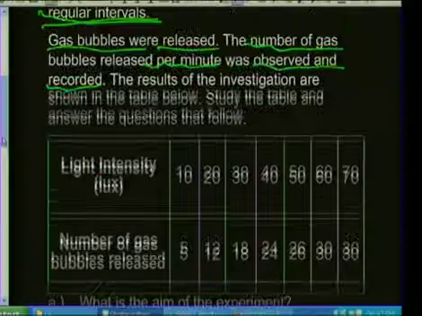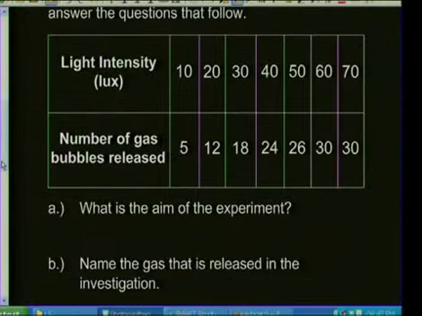And they recorded it. And there you have it, the different light intensities: 10, 20, 30, 40, 50, 60, 70. The number of gas bubbles released: 5 at 10, 12 at 20, 18 at 30, 24 at 40, 26 at 50, 30 at 60, and 30 again at 70.